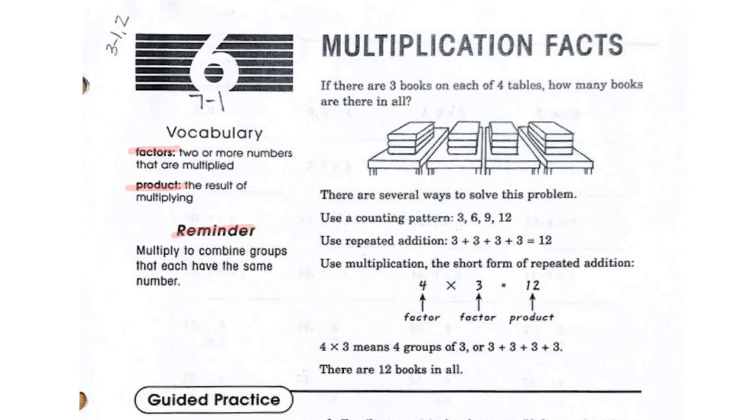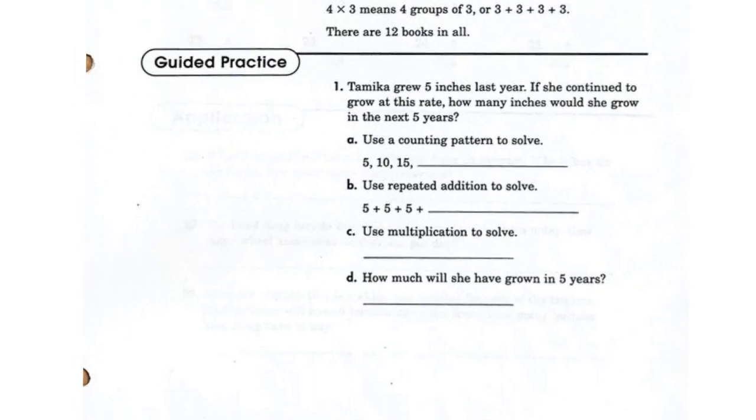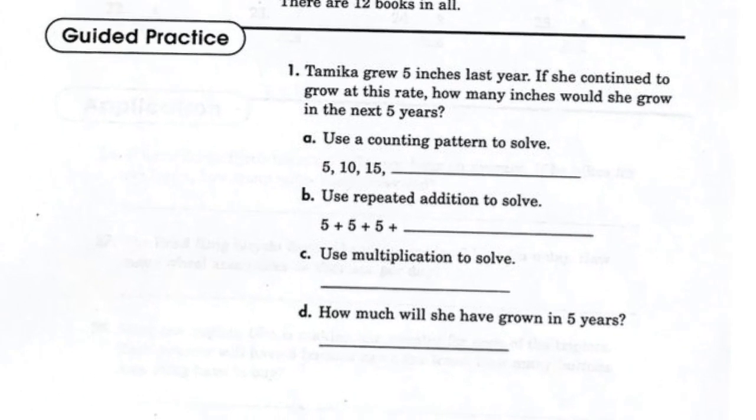You can use a counting pattern, 3, 6, 9, 12. You could use repeated addition, 3 plus 3 plus 3 plus 3. Or you can use multiplication to shorten the form of repeated addition. There are 4 tables with 3 books for a total of 12. 3 times 4 means 4 groups of 3, or 3 plus 3 plus 3 plus 3, or there are 12 books in all. So when you come down to the guided practice, remember, guys, write these answers down before going on to the next slide.